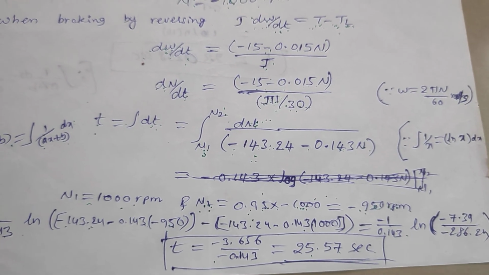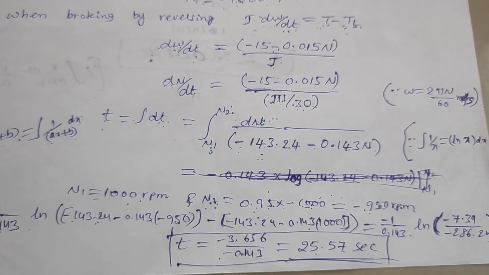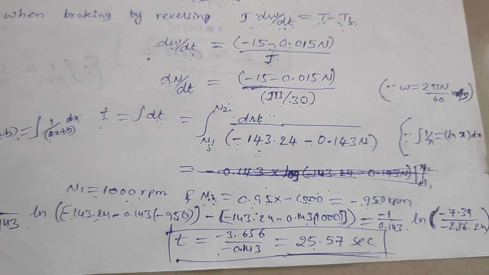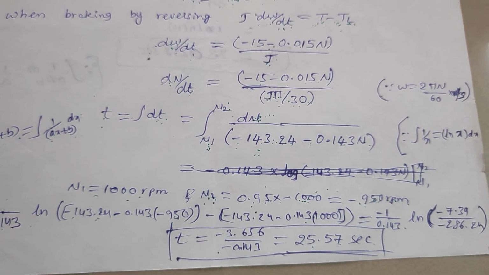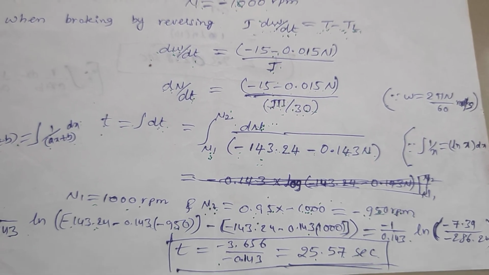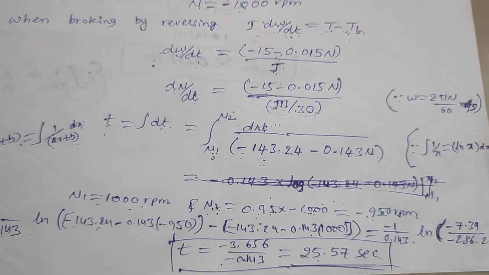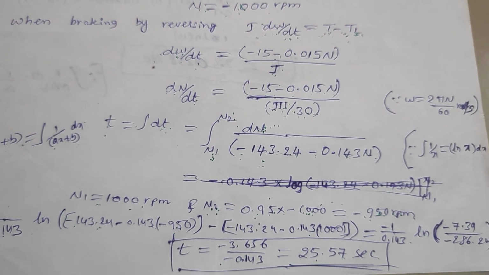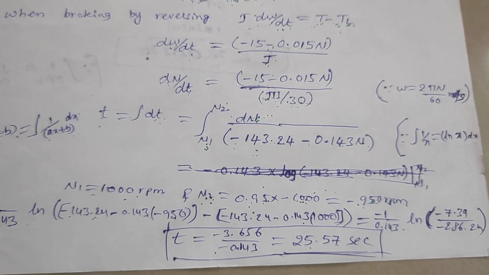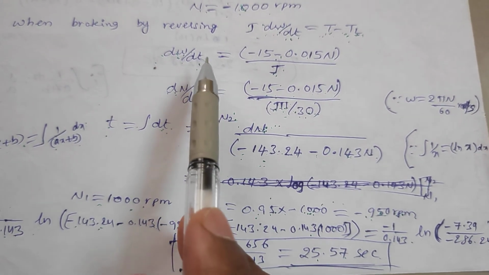finally we get the time as 25.57 seconds. That means after speed reversal, to go from 1000 rpm to minus 950 rpm, the time taken for that process is 25.57 seconds. That is what was asked in the problem statement: calculate the time taken for the motor to reverse its speed. It is 25.57 seconds.